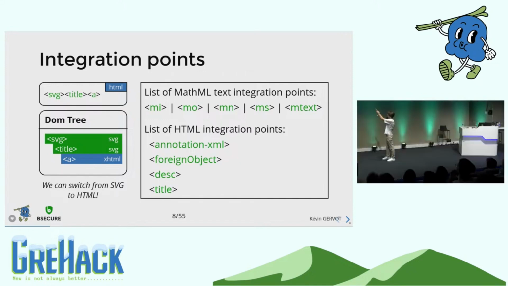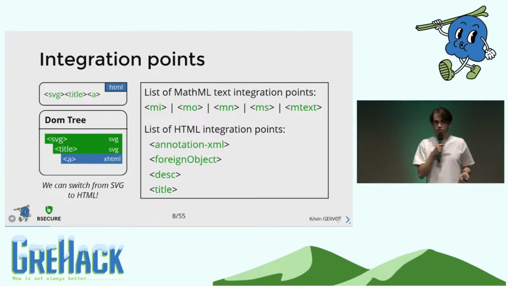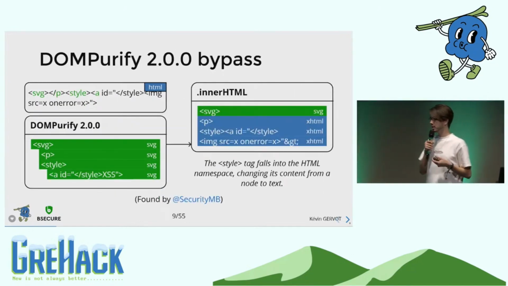So you have an example on the left. We can see that within the SVG namespace, we are using the title tag, which is an HTML integration point, which allows us to switch into the HTML namespace. So this is mainly thanks to this that a lot of HTML sanitizers have been bypassed in the past.